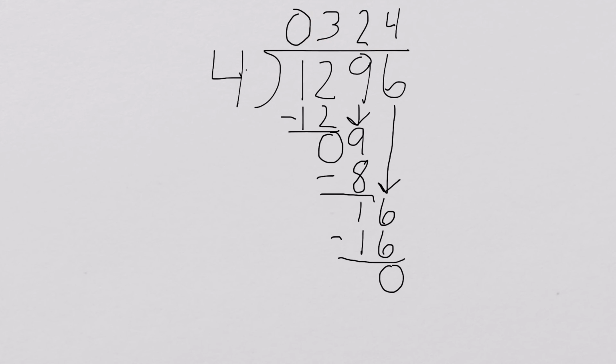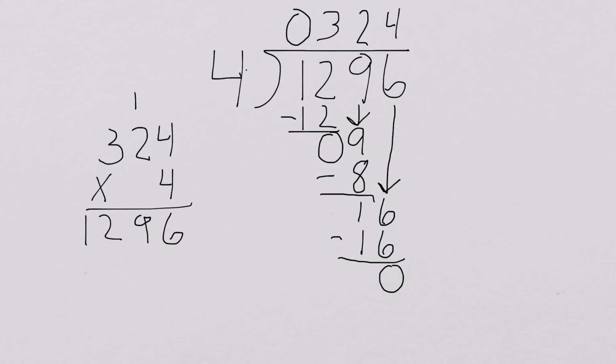And if we're not sure, we can always multiply that quotient by the divisor. 4 times 4 is 16, carry the 1. 4 times 2 is 8, plus 1 is 9. And 4 times 3 is 12. And what do you know? Our product here matched our dividend here. And when that happens, we know we've done it right.